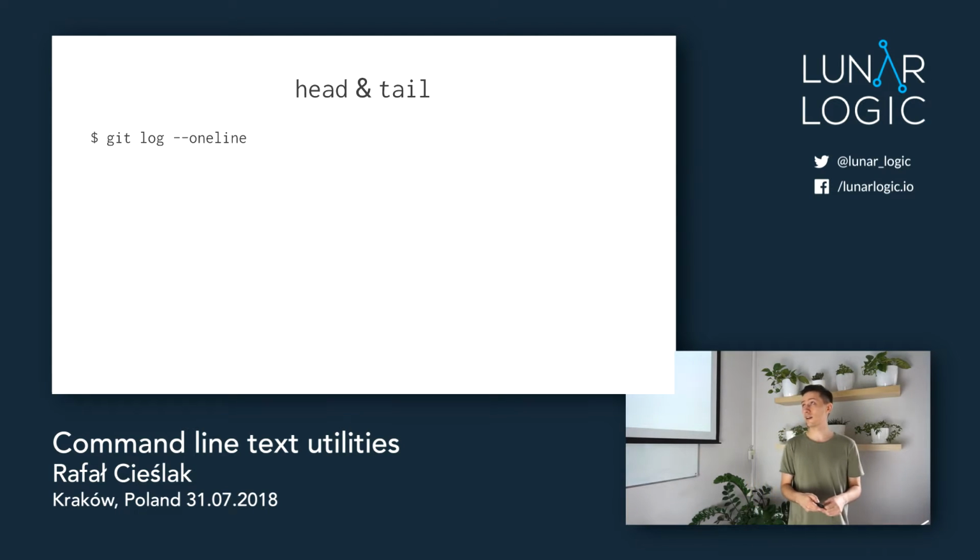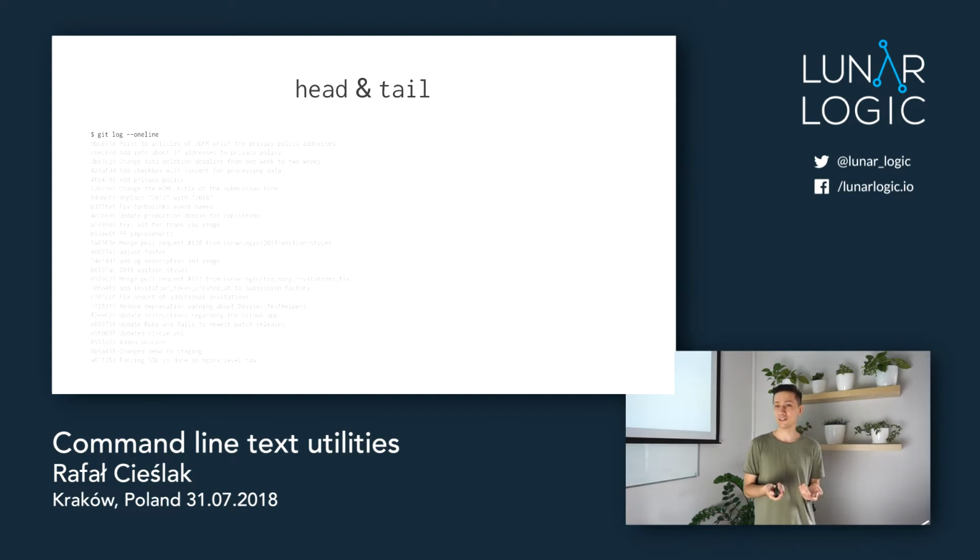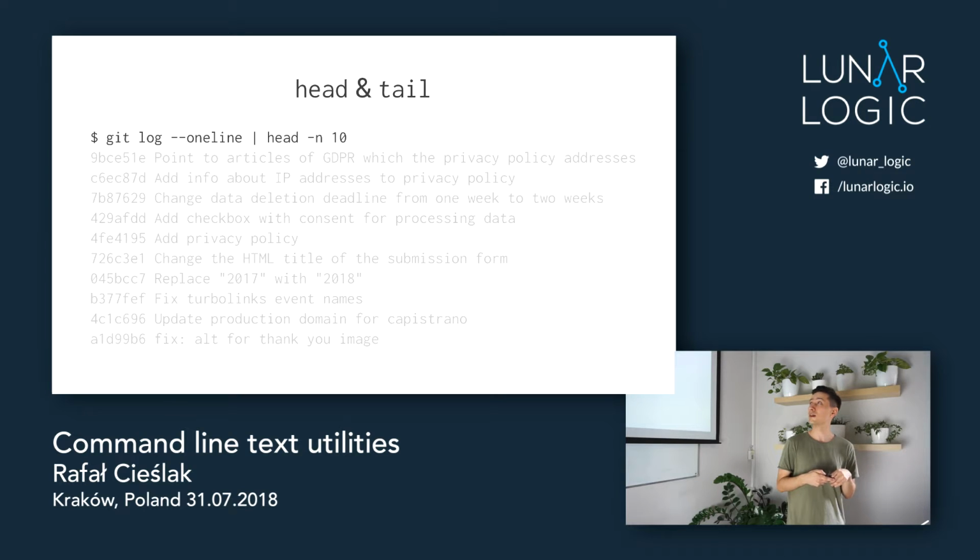And the first thing is head and tail. If I do something like git log --oneline, I'm going to get a long list of commits. But sometimes I'm interested only in the first few or the last few, and this is what head and tail are for. If I say head and pass the -n flag with 10 as the count, it's going to give me the first 10 lines, and tail would give me the last 10 lines. In fact, if I don't pass the -n flag, then it defaults to 10 lines.